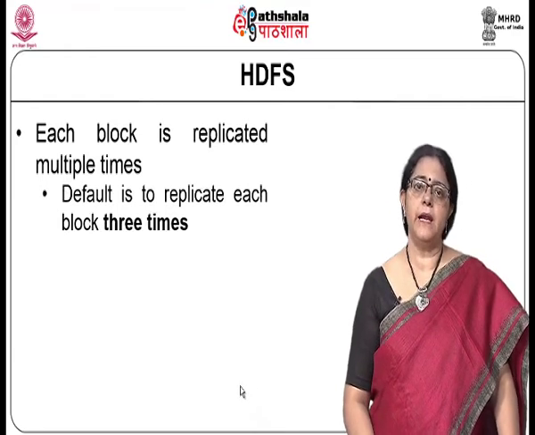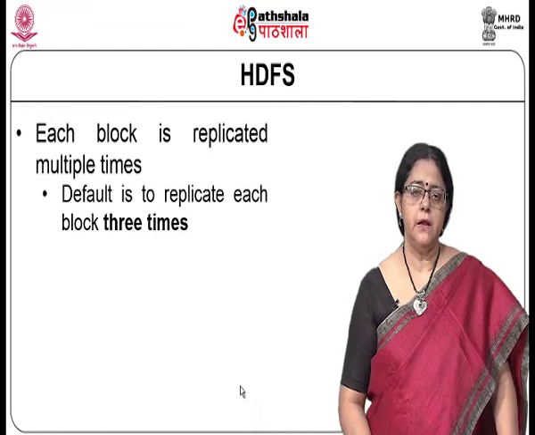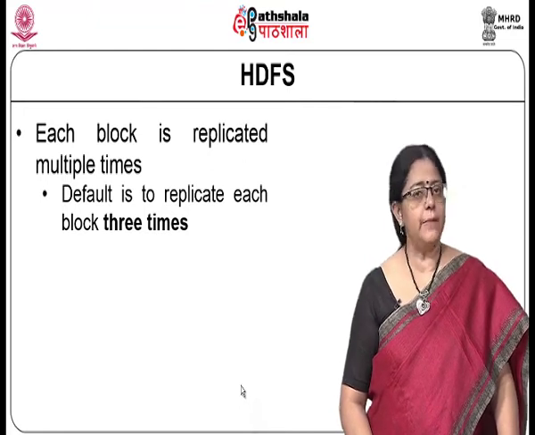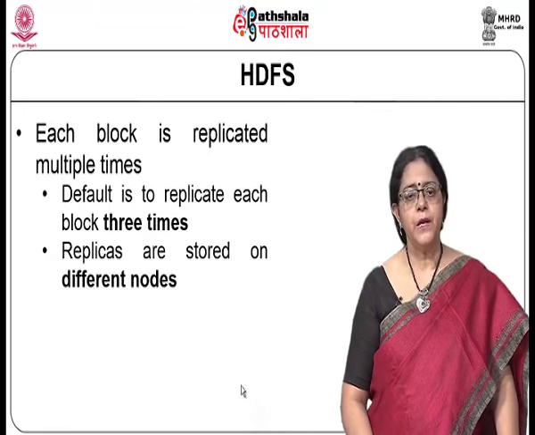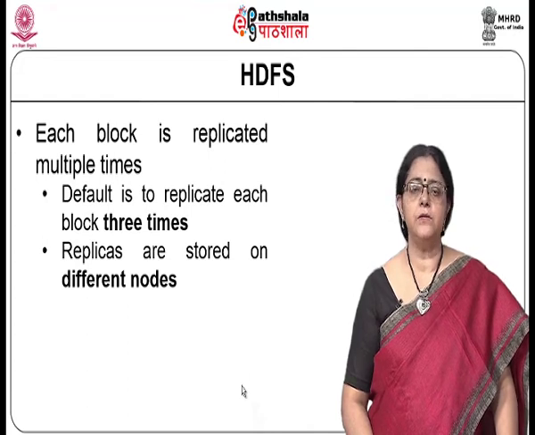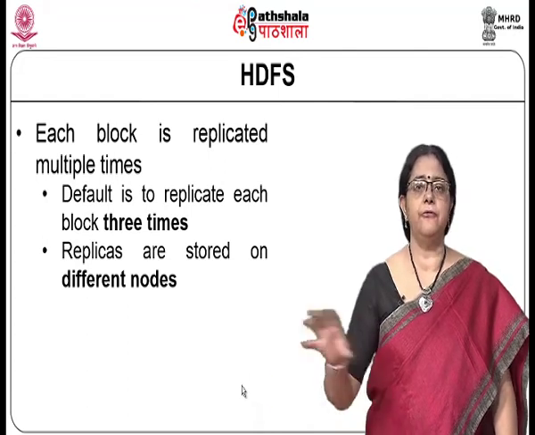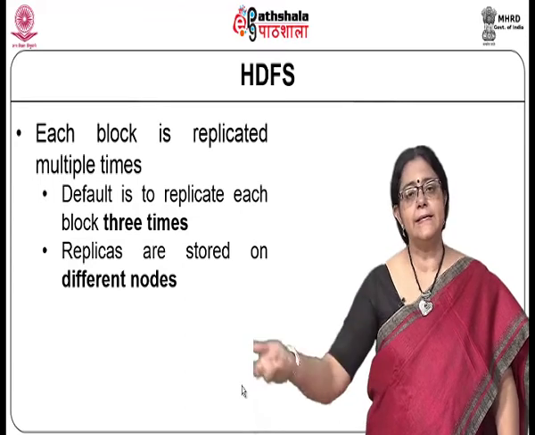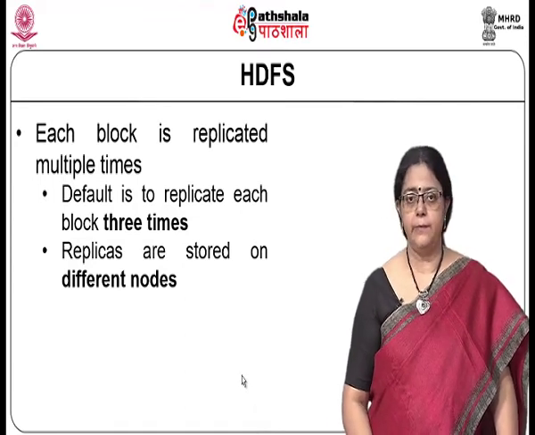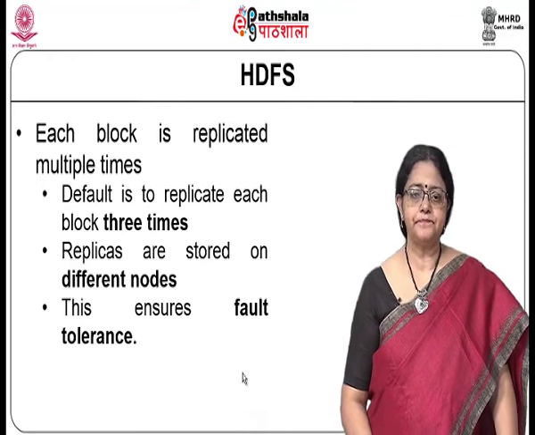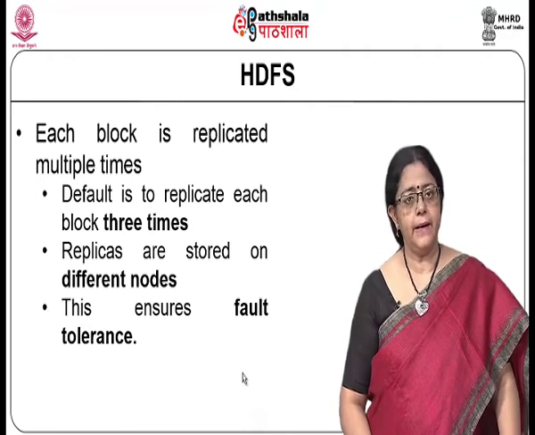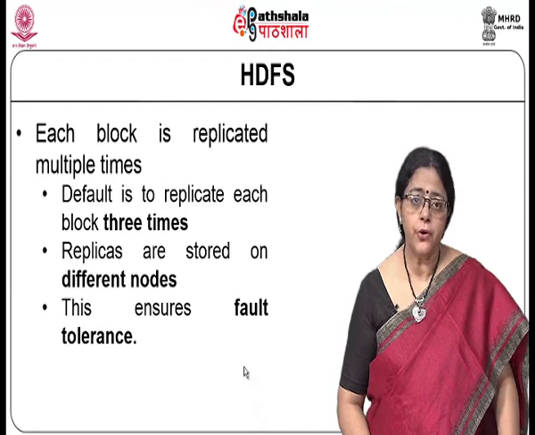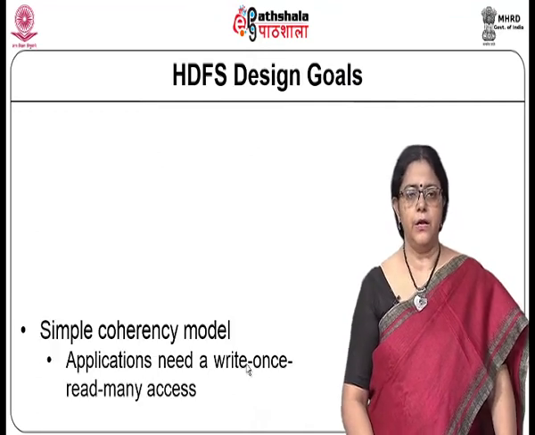Hadoop's default mechanism is to replicate 3 times, but based on the requirement it can be less or more. These replicas will be stored in different nodes. Why different nodes? Because if one node fails, still the other node will have the data, and thereby Hadoop ensures that it is a fault tolerant framework.